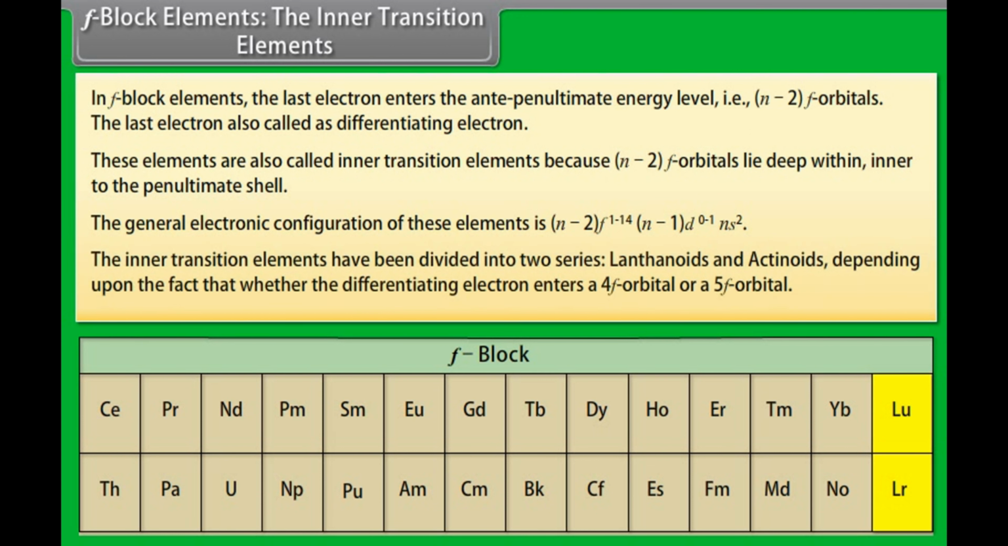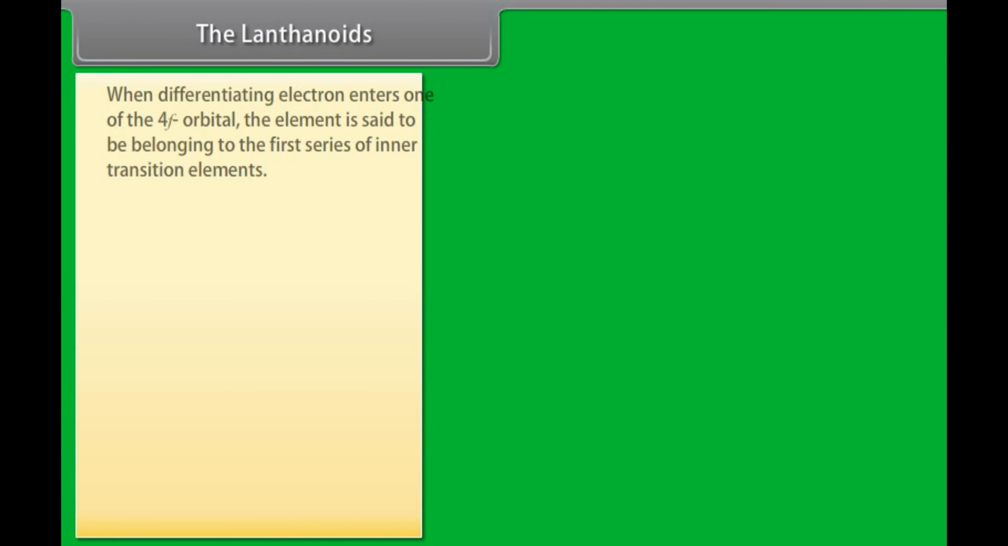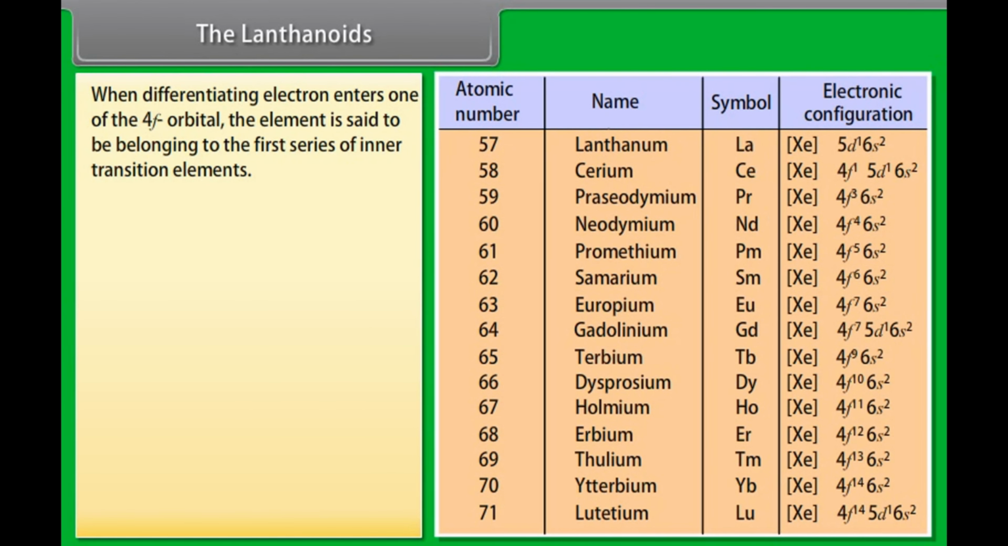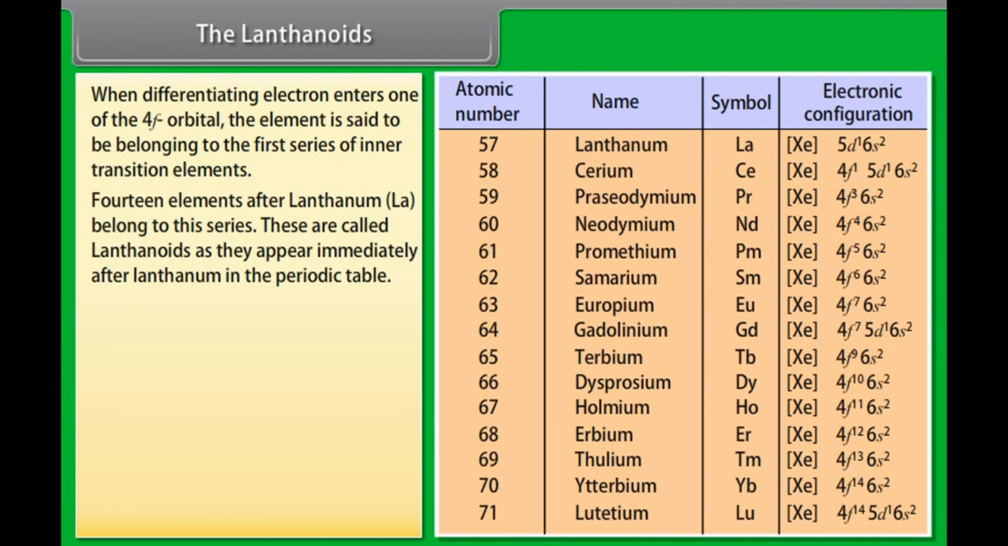The inner transition elements have been divided into two series, lanthanoids and actinoids, depending upon whether the differentiating electron enters a 4f orbital or a 5f orbital. The lanthanoids. When the differentiating electron enters one of the 4f orbitals, the element is said to belong to the first series of inner transition elements. The 14 elements after lanthanum belong to this series. These are called lanthanoids as they appear immediately after lanthanum in the periodic table.